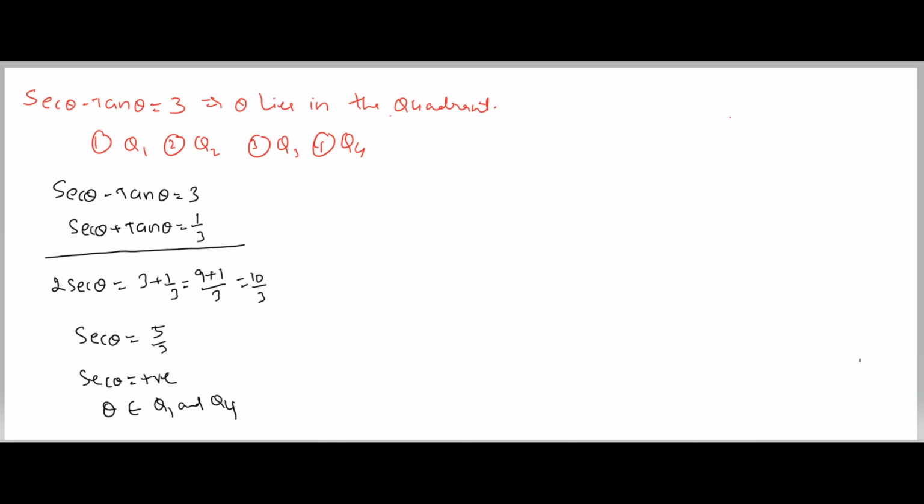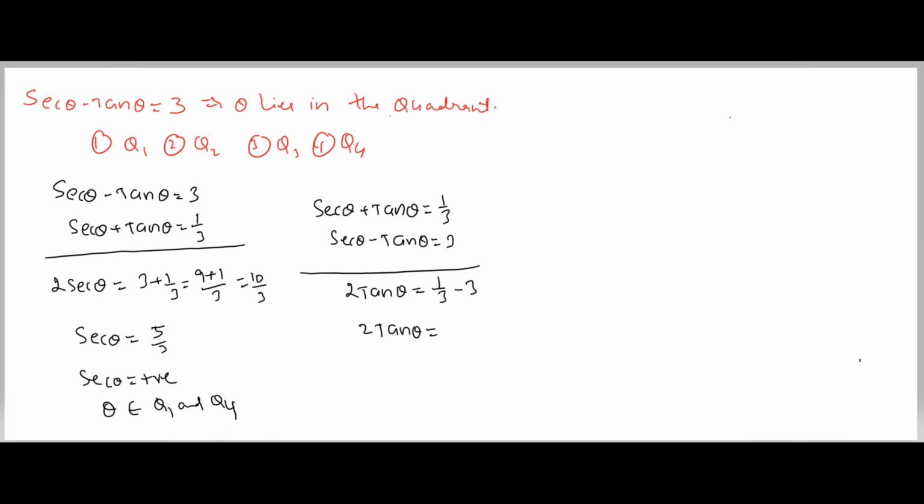So now subtracting these two equations, secant theta plus tan theta is equal to 1 by 3 and secant theta minus tan theta is equal to 3. Subtracting these two equations, secant theta cancels. Tan theta plus tan theta, that is 2 tan theta is equal to 1 by 3 minus 3. So 2 tan theta is equal to 1 minus 9 by 3. So 2 tan theta is equal to minus 8 by 3. Tan theta is equal to minus 4 by 3.